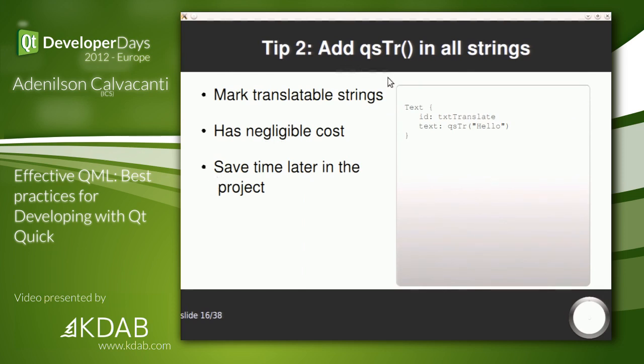Okay, what about internationalization? There's something called QString. When you put that in your QML code, there are some Qt tools that enable you to extract those strings, and then you can do internationalization of your application. Yes?